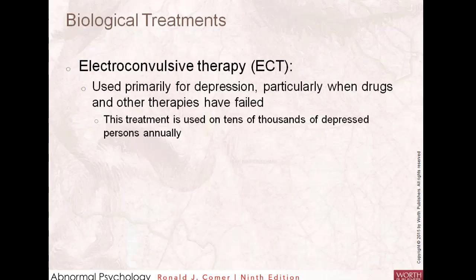But what happens if a person has been attending therapy and taking medication for an extended period of time and they're just not achieving the benefits that they want? Electroconvulsive therapy is an option, and this treatment is used on tens of thousands of depressed persons annually. However, you can imagine that it would be a last resort because in addition to being a pretty serious treatment, it does have side effects. Things like memory loss in particular is one that we see sometimes, but electroconvulsive therapy is still done in some forms for people who have depression.